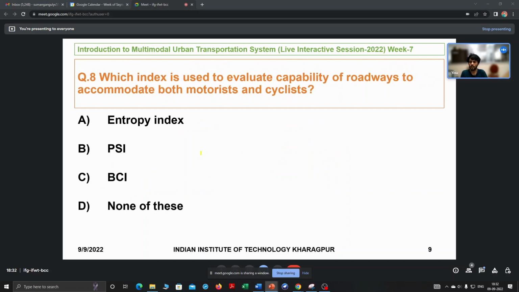So which index is used to evaluate the capability of roadways to accommodate both motorists and cyclists? Okay, do you have any idea about other indexes? Whoever is saying BCI, how do you know that? Because if you don't know what the other indexes are, you cannot say it is BCI. So which index is used to evaluate the capability of roadways to accommodate both motorists and cyclists?